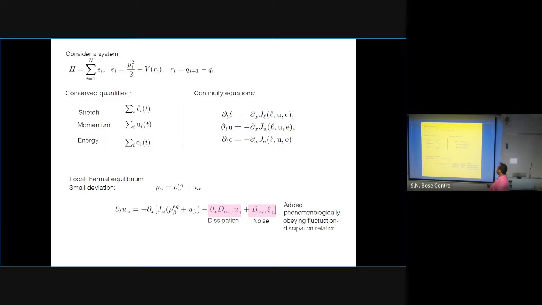Corresponding to that, if you do a coarse-graining, you get some continuity equations. As the system evolves, you can see that these quantities are evolving. The idea is that this dynamics is complex enough that it takes the system to a thermal equilibrium. And you assume the picture that you have a thermal equilibrium locally, which is called local thermal equilibrium. At different positions you have some local equilibrium, and this local equilibrium varies very slowly in space.